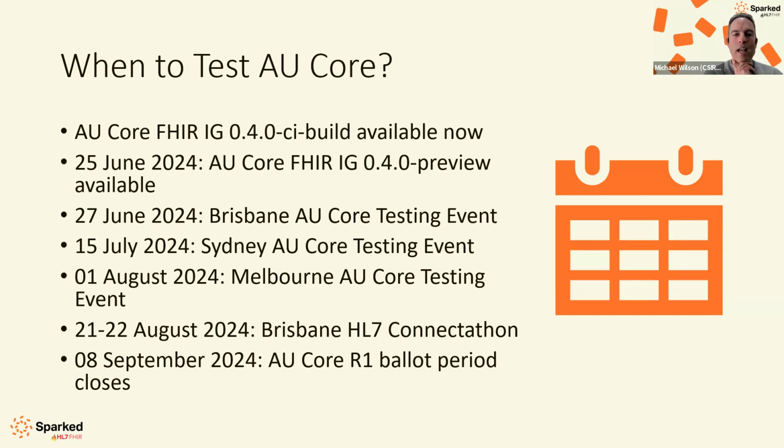The aim is that on the 25th of June we will have the 0.4.0 preview of the FHIR IG available. That's essentially the snapshot that we're going to use for testing and taking to AU Core ballot. So that's the primary version to test, but you don't have to wait for that to drop. You can start testing now with a CI build. Most of the changes are already in there. There'll be a few little things that come in shortly, but on the 25th of June, we will have the final drop of that snapshot.